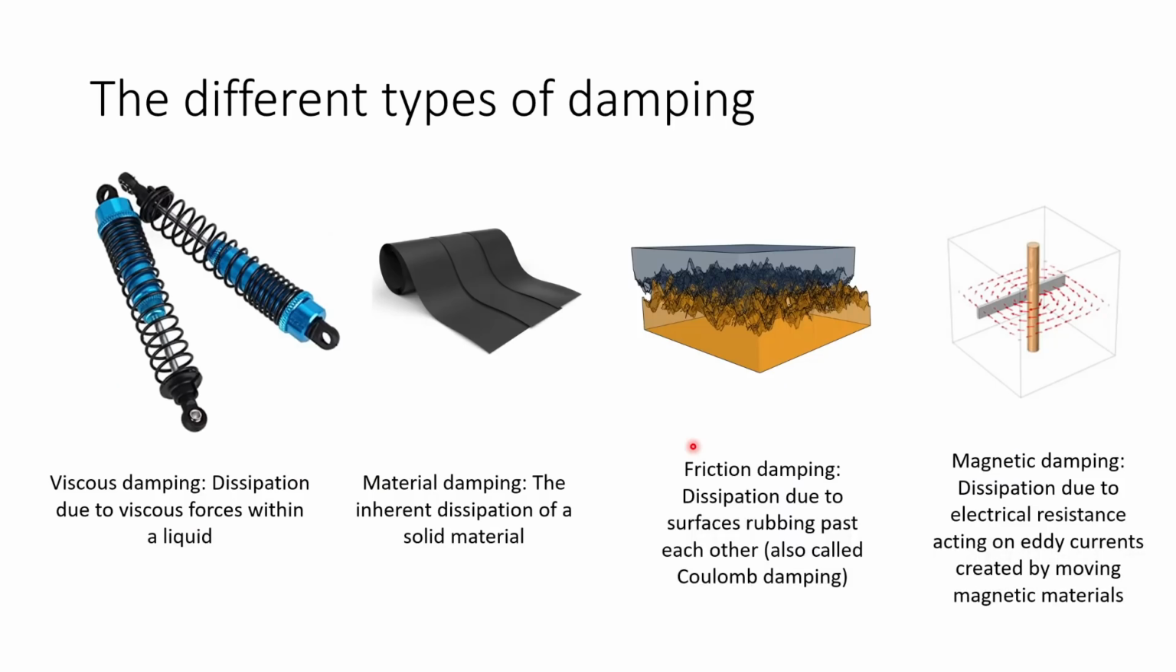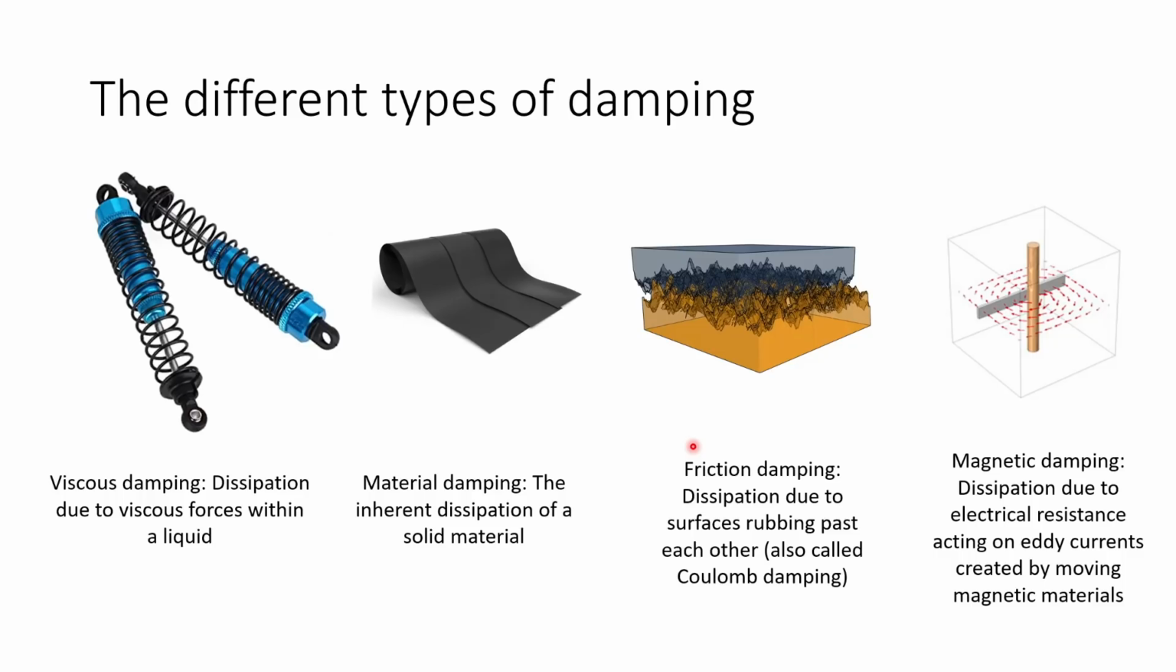And there are a variety of different types of damping that can be active in a structure, and I've listed the 4 that I think are relevant here. Viscous damping is vibration dissipation due to viscous forces within a liquid. And this is the type of damping that's used in car shock absorbers to absorb energy. The car shock absorber forces oil through a fine grid, and by forcing the oil through that fine mesh, it dissipates a lot of vibrational energy.